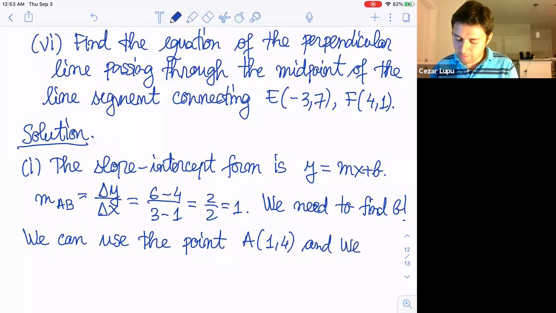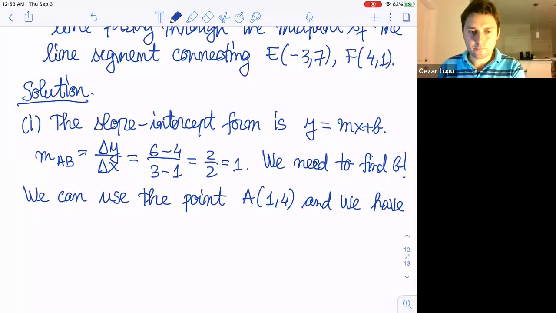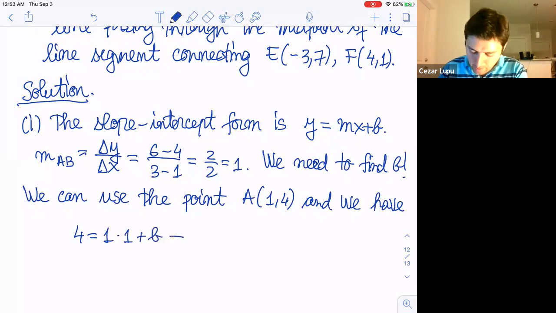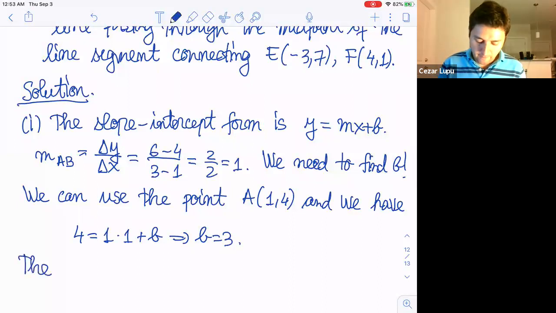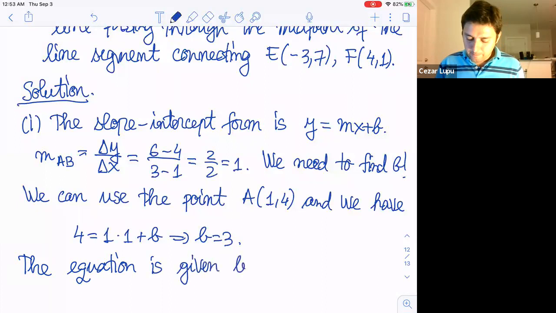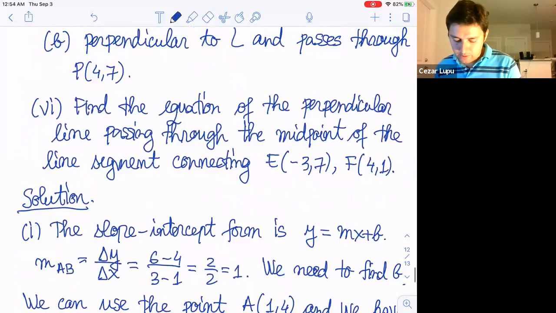And we can write the equation, and we have the following. We have 4 equals 1 times 1 plus b. And from here, it follows that b equals 3, right? I can write this as y equals, I know the slope is 1, so 4 equals 1 times 1 plus b, so b is 3, and it follows that the equation is given by y equals x plus 3. So that's the equation of the line in slope-intercept form, right?